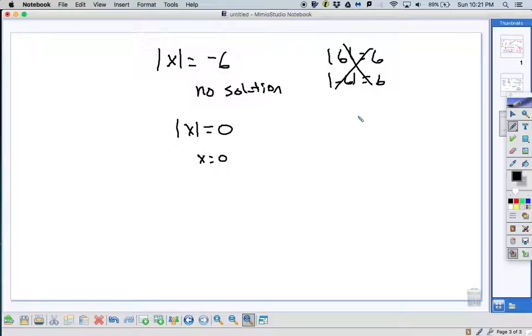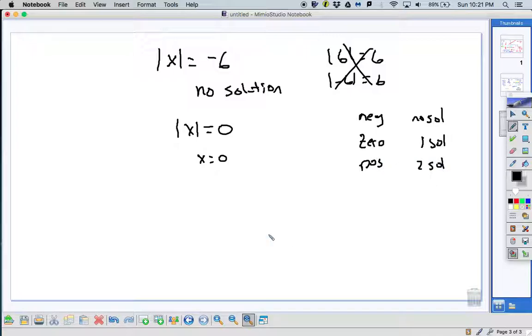So let's summarize that over here. If the absolute value is negative, there are no solutions. If it's 0, there's one solution, and that solution is 0. And if it's positive, there's going to be two solutions.